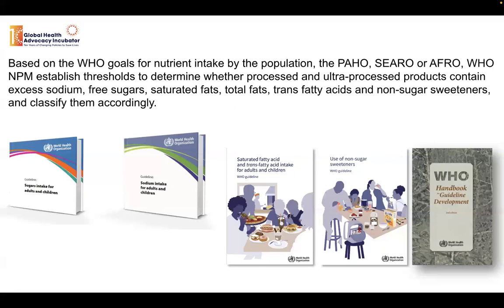These kinds of models also assume that all population groups have the same energy requirements, and maybe apply a higher load of critical nutrients for the child population, which we know has a lower energy requirement than the adult population. So that's why we say again that this caloric denominator that PAHO, SEARO, and AFRO, the WHO nutrient profile model, apply can be used across the population, including children. So this is really important.